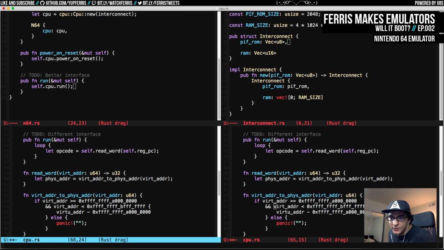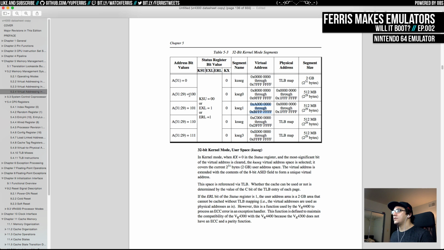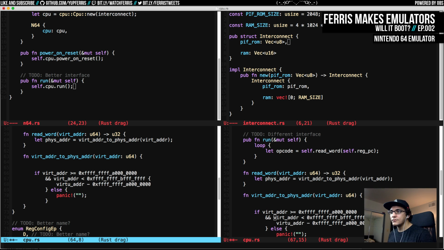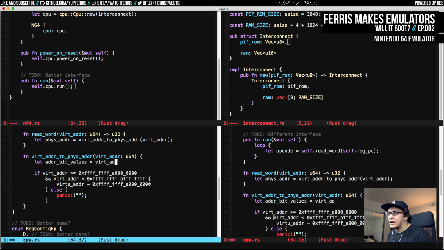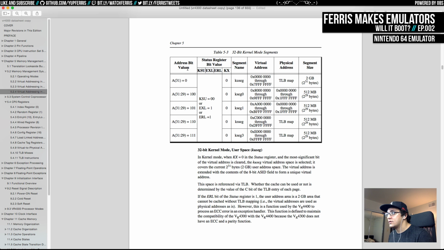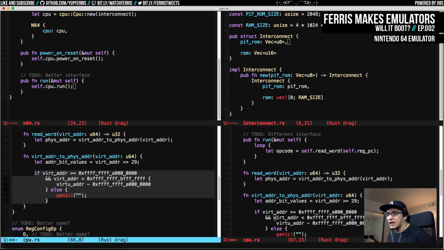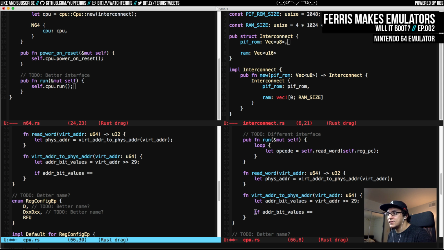Why not just shift 29 and test for double equals 0b101? That would be shorter in code, but I'm not sure it will be as explicit. I don't think that would be as easy to read. Actually, though, according to this part of the table, it would be easier to read. So maybe I'll do that. I like that actually. Let's do that. Let addr bit values, and we can get this exactly here, is virt addr shift right 29. Yep, that was the case. And so now we can say if addr bit values is equal to 0b101.